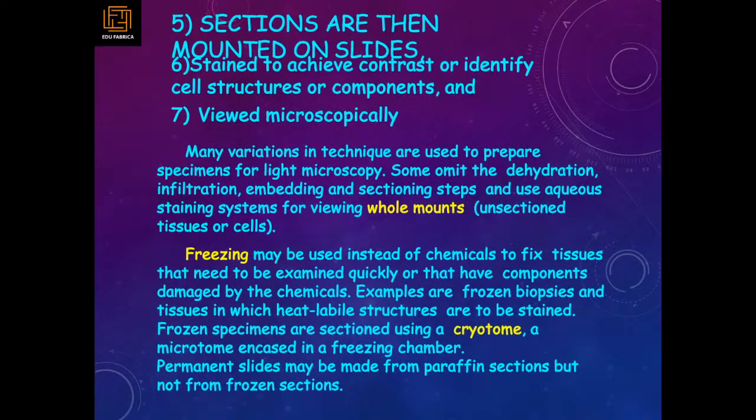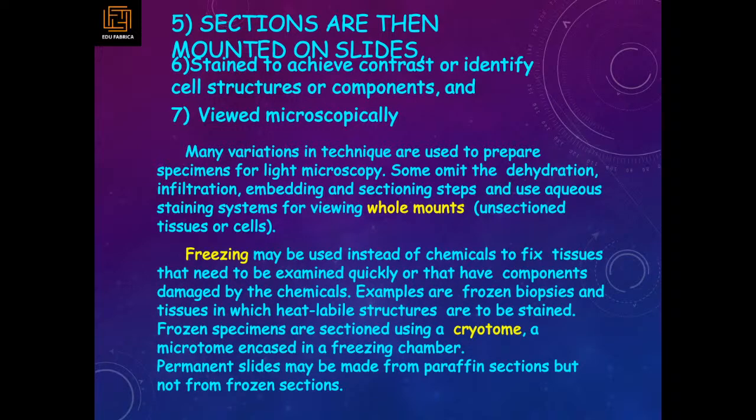Then after our sections are done, we mount them on slides, then we stain them to achieve contrast or identify structures. So we do staining like immunohistochemical staining, and then view them under the microscope. So many variations in techniques are used to prepare specimens for light microscopy.